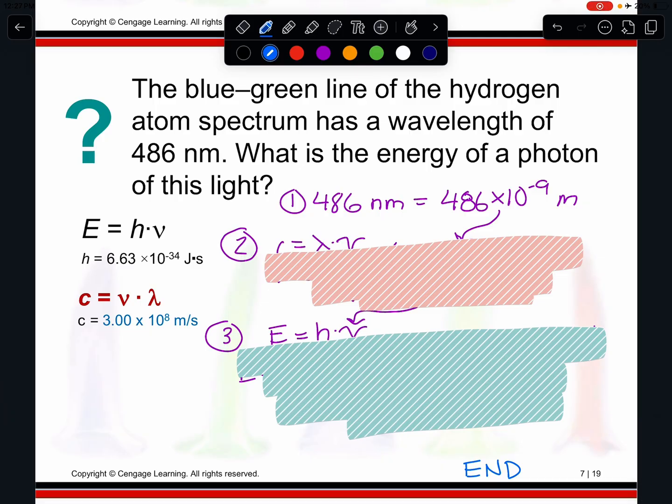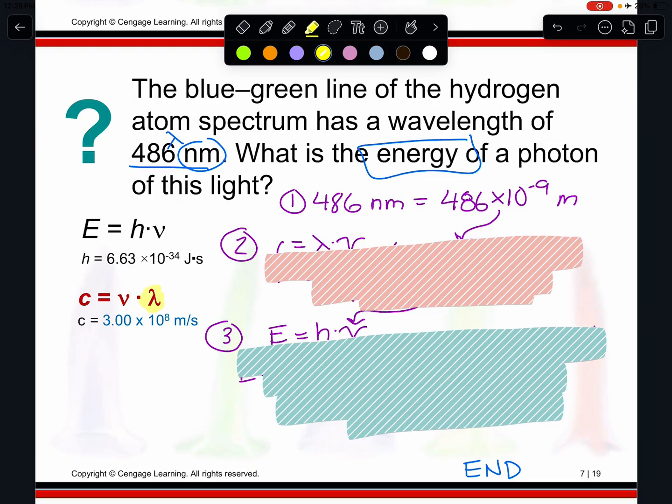Now we're going to do another type of example, and this is the last type of example with these two equations, and you are actually going to have to very often use both equations when you are calculating things in this chapter. So a blue-green line of the hydrogen atom has a wavelength of 486 nanometers, and again, we see nanometers, we need to convert that to meters. What is the energy?